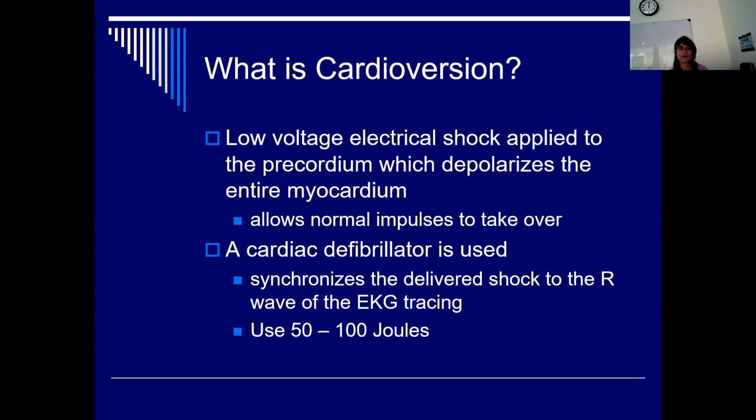A cardiac defibrillator is used, and it'll synchronize the delivered shock to the R wave of the EKG tracing. Do you know why that's important? Fibrillation, ventricular fibrillation, yes, very good. So it has to be synchronized so the shock doesn't get applied at the wrong point in time during the relative refractory period. 50 to 100 joules is the normal amount of energy for a cardioversion.